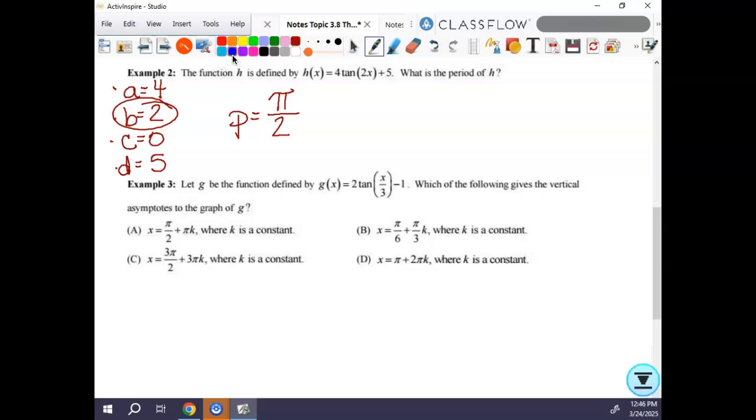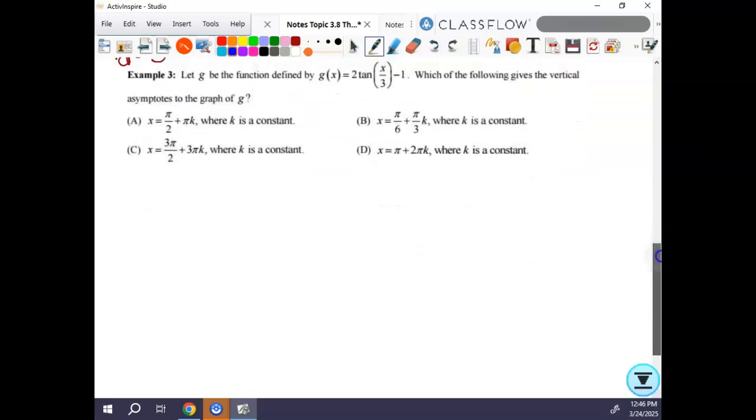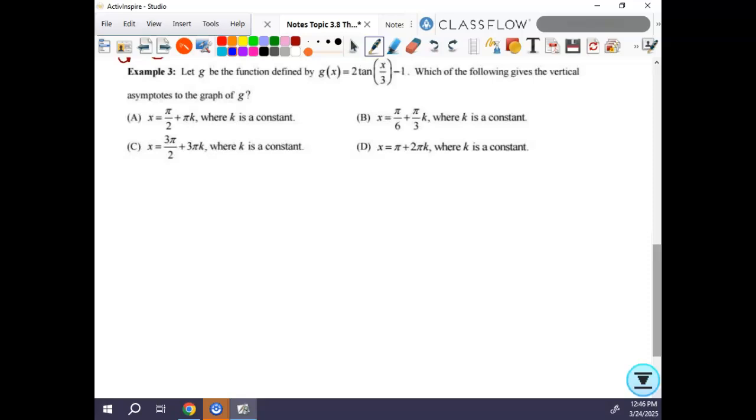So this says, let G be this function. Which of the following gives the vertical asymptotes of the graph G? Okay, so let's figure out what we know here so far. And you don't always have to start with the asymptotes. Start with what we know. Let's find all our values here. What is A? 2. B is 1/3. C is 0. D is -1.